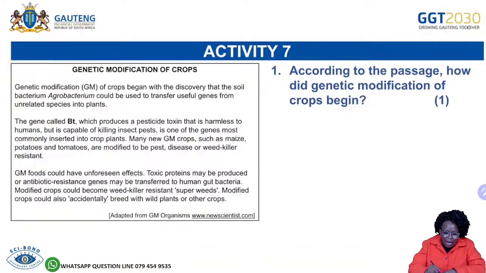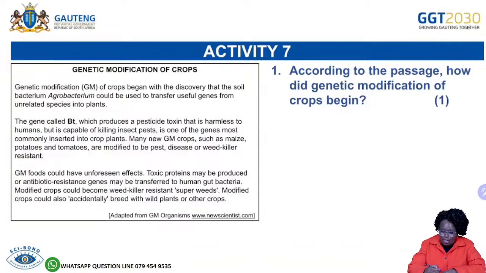Modified crop could become weed killer resistant or super weeds. Modified crop could also accidentally breed with wild plants or other crops. Question 1. According to the passage, how did genetic modification of crop begin?